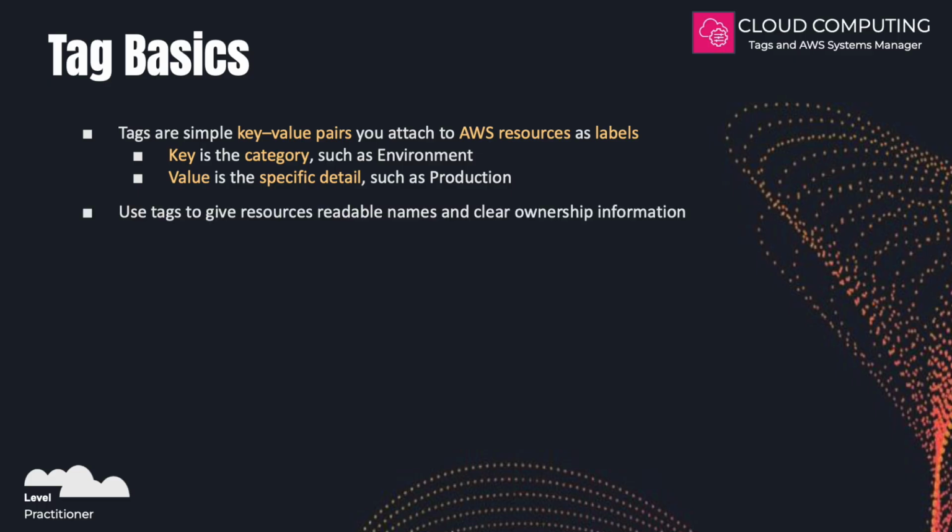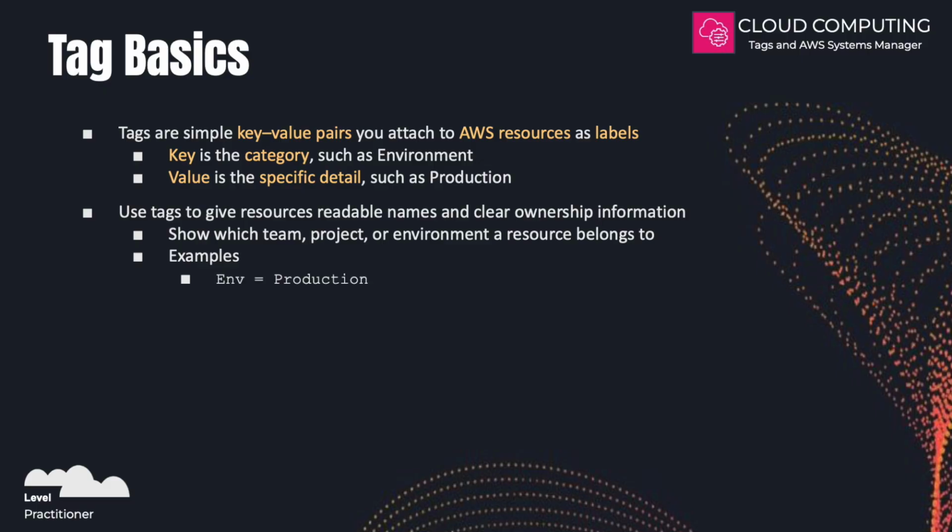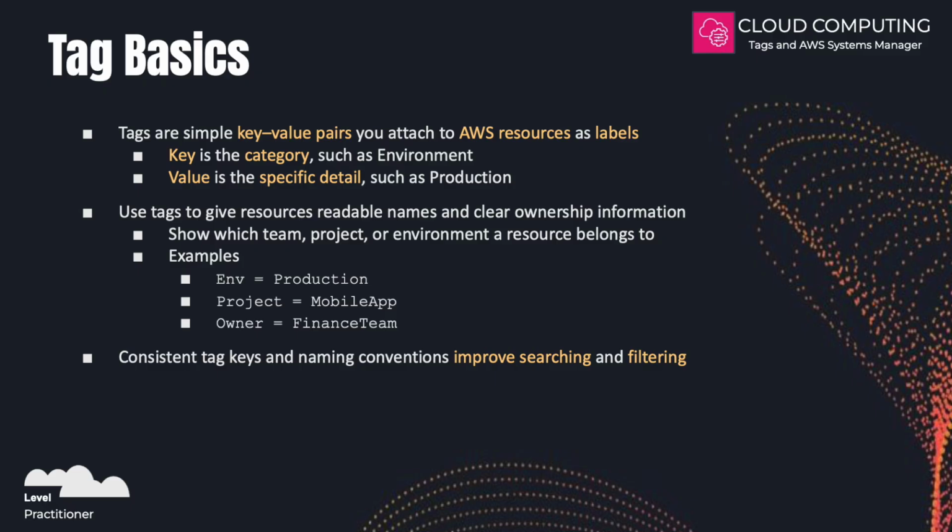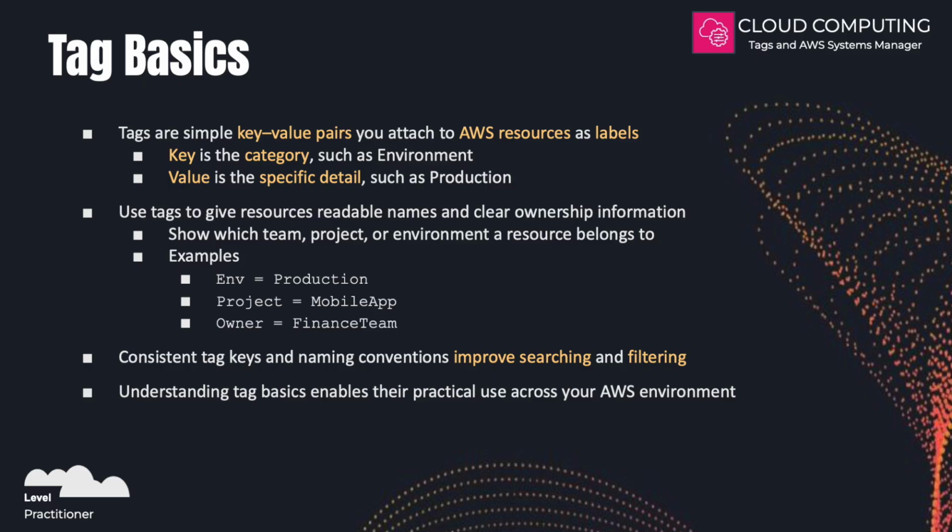You can use tags to give resources readable names, to mark which team owns them, and to show which project or environment they belong to. For example, as we just said, you might tag a resource with environment equals production, project equals mobile app, or owner equals finance team. What really matters is consistency. If everyone in your organization uses the same tag keys and a simple naming convention, it becomes much easier to search and filter your environment.